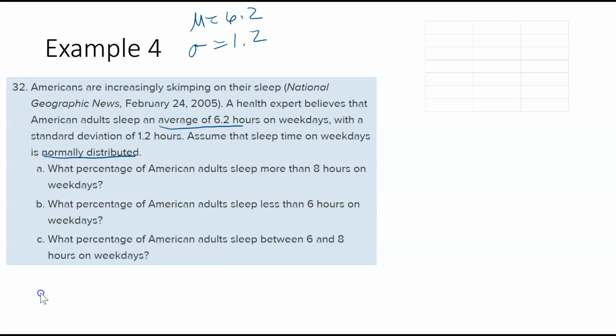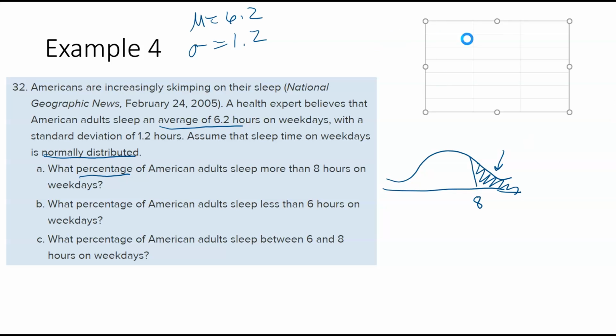Now, before we were typing in 0 and 1 for the mean because it was standard normal. Now we're going to type in our mean and our standard deviation. So A says, what percentage of Americans sleep more than 8 hours? So we've got 8 hours here, and we want to know more than. They want to know the probability, the percentage. So we're kind of going back to what we were doing before.